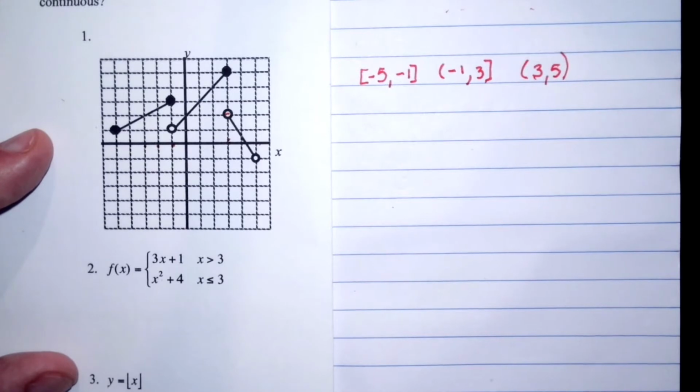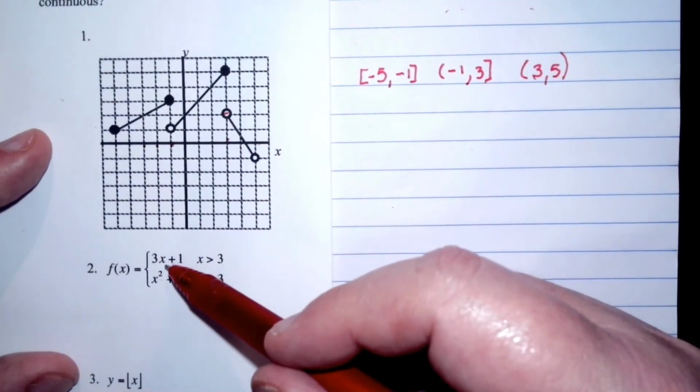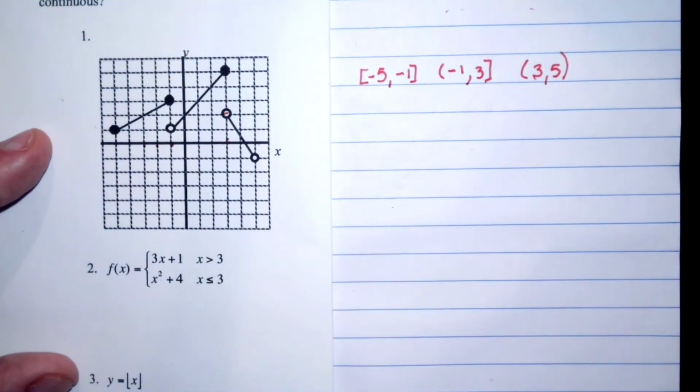Alright, well, let's talk about number 2. You've got this function f of x, which is defined piecewise. It is defined to be 3x plus 1 if x is greater than 3, and x squared plus 4 if x is less than or equal to 3. So let's first think about the individual pieces. Is the function 3x plus 1 continuous, or where does it have discontinuities?